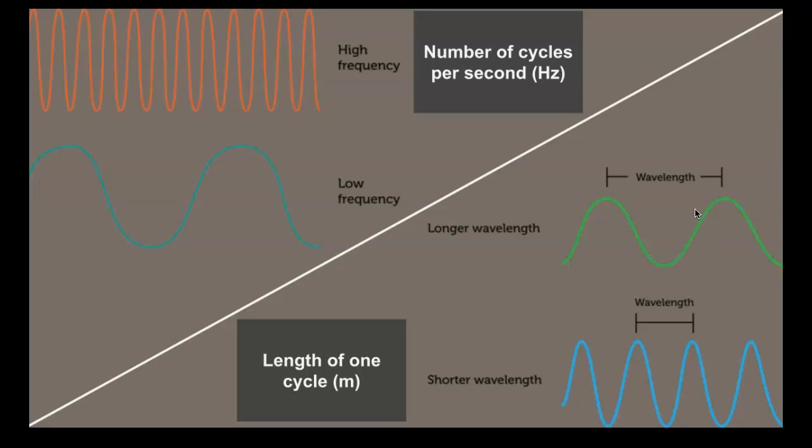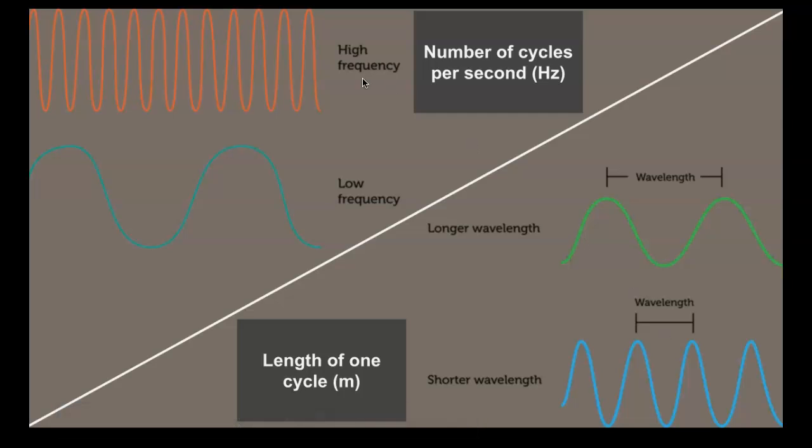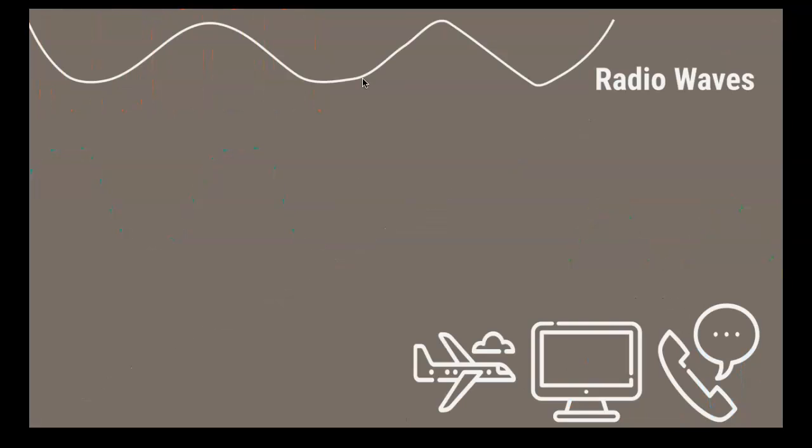If you have a longer wavelength, your frequency would be low because that just means we're not seeing the waves as frequently. If your wavelength is shorter, if the waves are closer together, that means your frequency is going to be higher because you're seeing them more frequently.